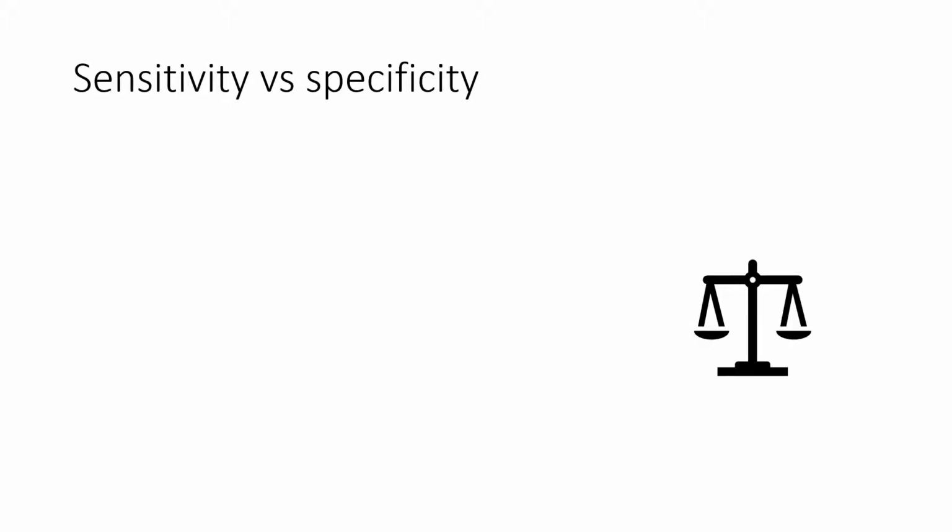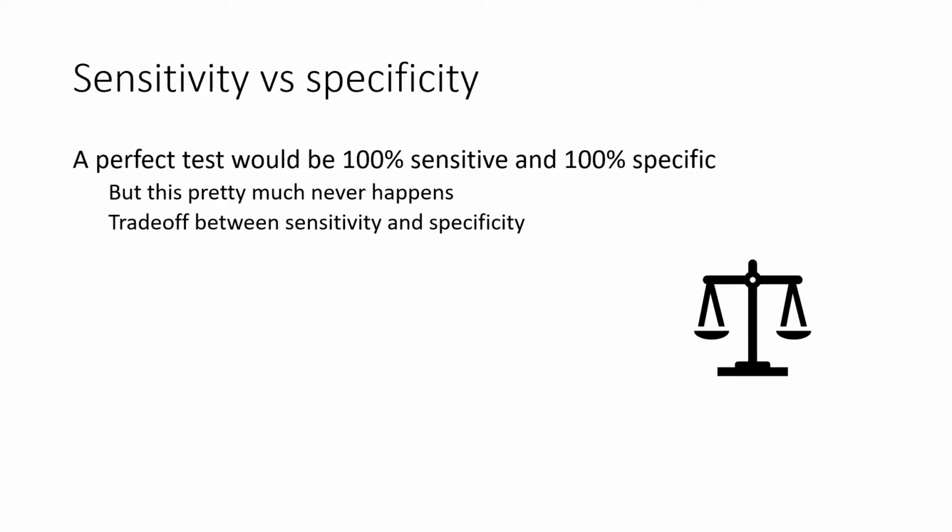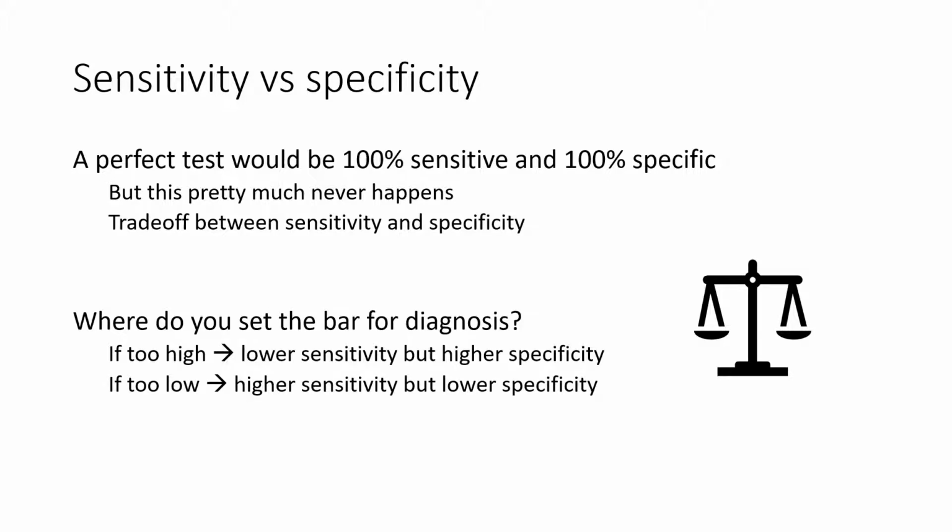Alrighty, some more sensitivity and specificity comparisons. In a perfect world, a perfect test would be 100% sensitive and 100% specific, but this pretty much never happens, and there's a trade-off between sensitivity and specificity, unfortunately. And the question is when you're deriving tests and determining what the cutoff point is between normal and abnormal, where do you set the bar? If you set the bar too high, you might have lower sensitivity, but higher specificity.